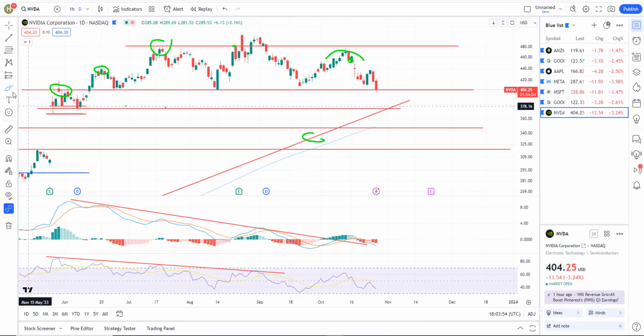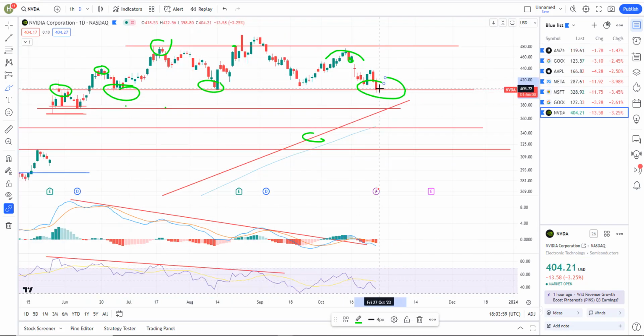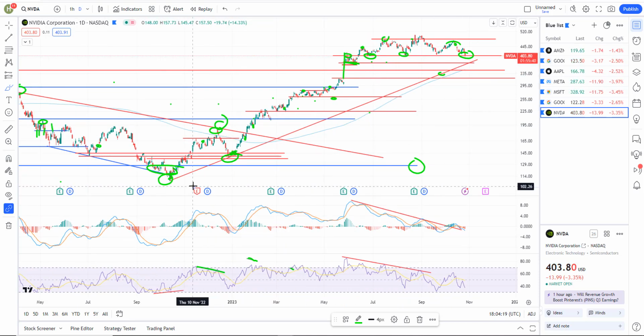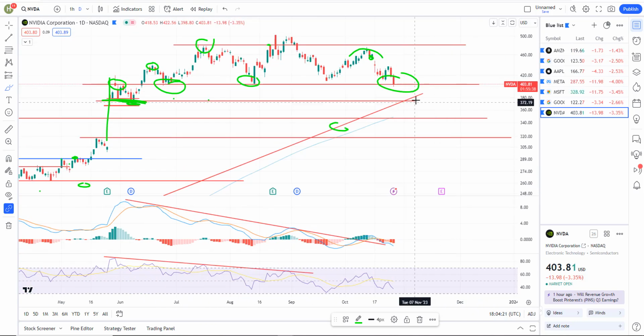And Nvidia is basically, look, support, and we're right there at support. It's basically 404-ish. You break that, you're probably going to head down to about 374.50. That's kind of the area where Nvidia gapped up to on the AI hype. So gapped up there, and that's likely the next level of support. And then also you have an uptrend line to watch here. All right, support, and that would be right in there. And then the 200-day. So lots of support underneath for Nvidia.